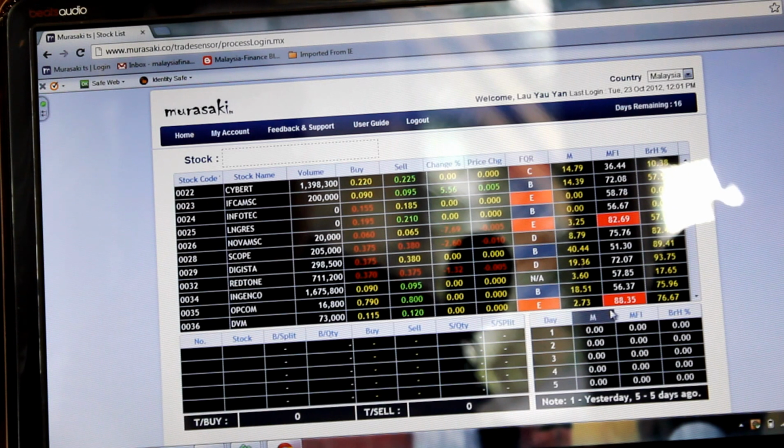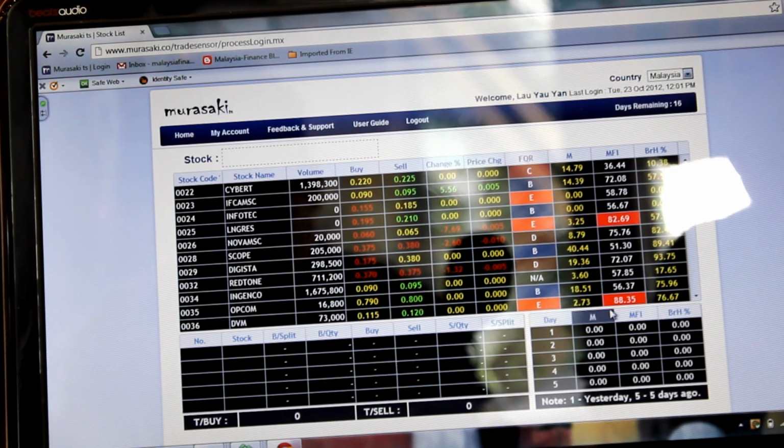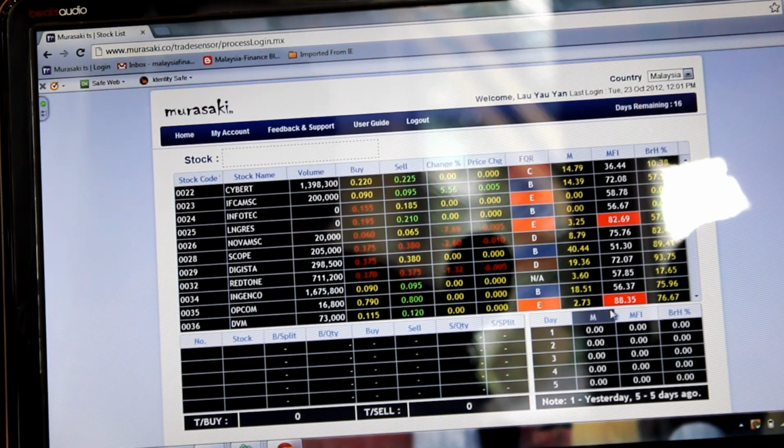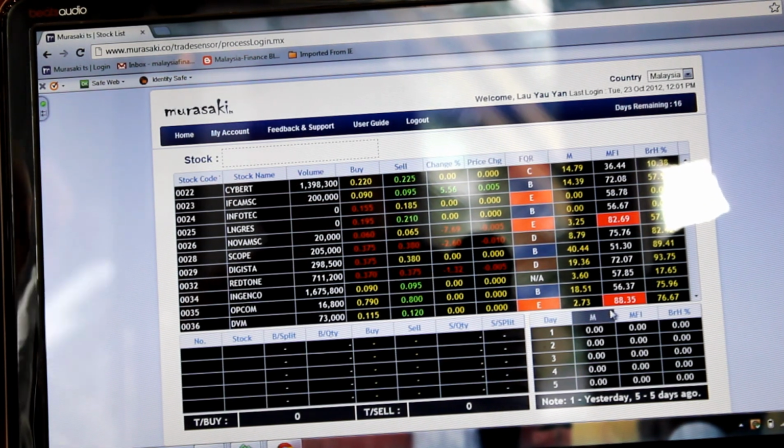B is their last 4 quarters are all positive. If you have 1 quarter that is negative, then you're C already. 2 is D. E and F are pretty bad stuff. Now that's the first column.